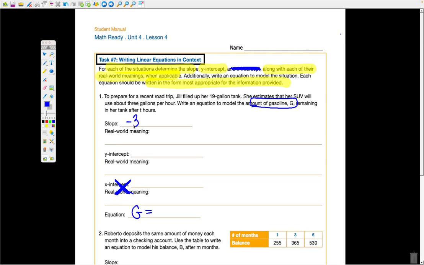Now, what does this mean in this word problem? There you go. It means the gallons per hour, and y'all got to put this thing on here, used. You have to say something about the fact that it's being used. Gallons per hour that's being used.